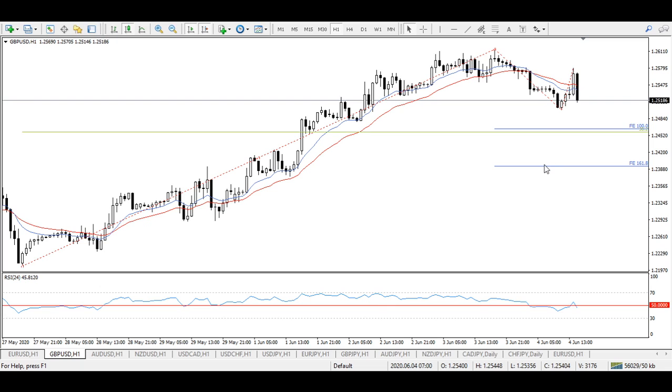Hi fellow traders, I'm making this video to share my sell trade with you on this chart of GBP USD. So we'll start with the 1 hour time frame first, and I'll disclose my entry points and exit points.